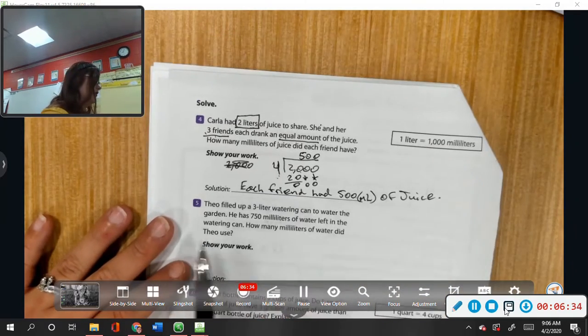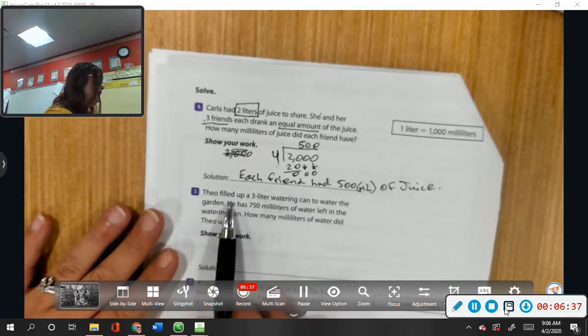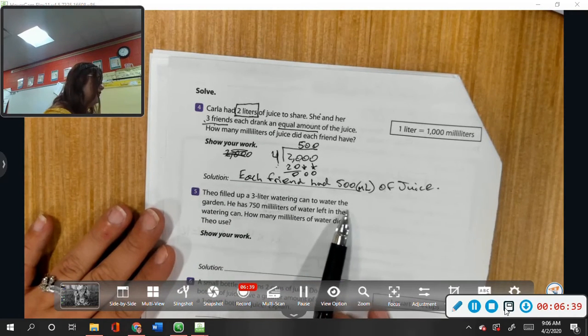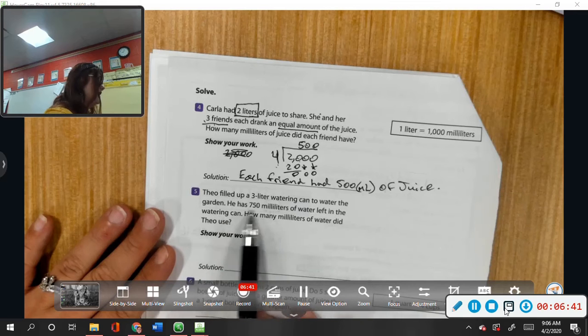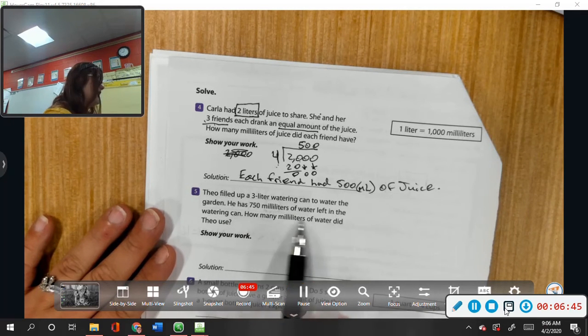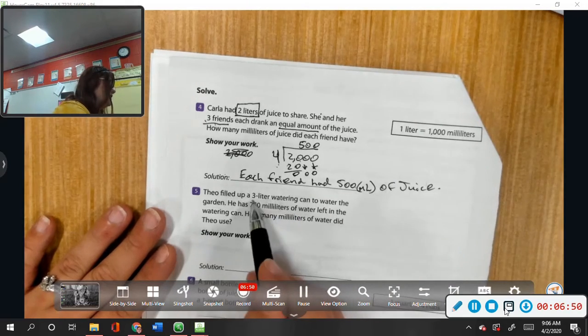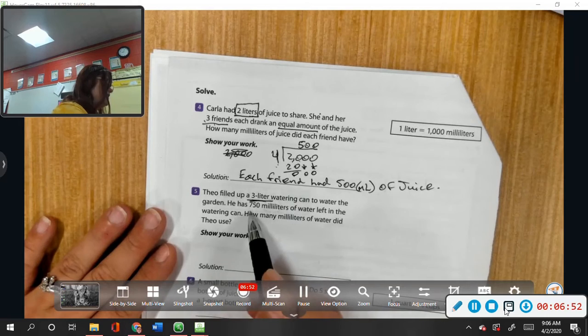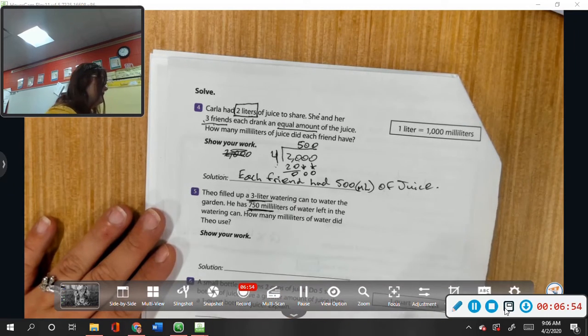Beautiful. Number 5. Theo filled up a 3-liter watering can to water the garden. He has 750 milliliters of water left in the watering can. How many milliliters of water did Theo use? Well, he started with 3 liters, and he was left with 750.